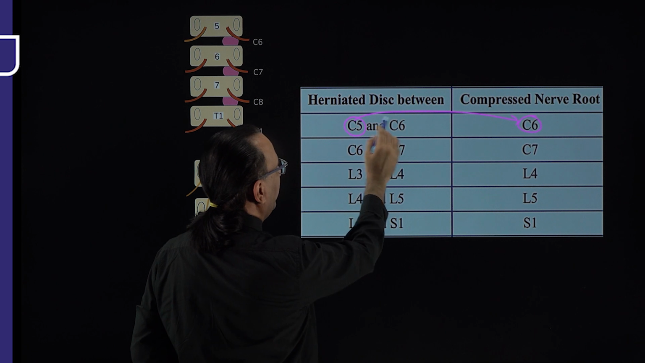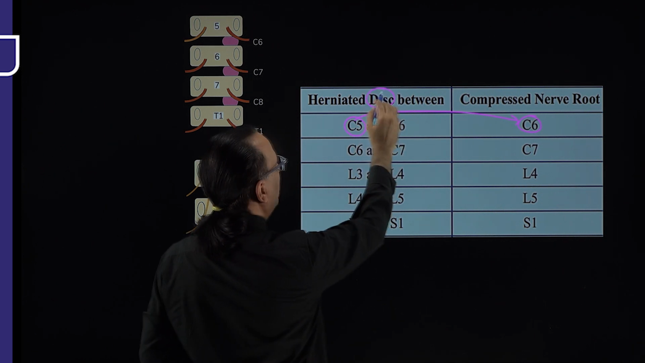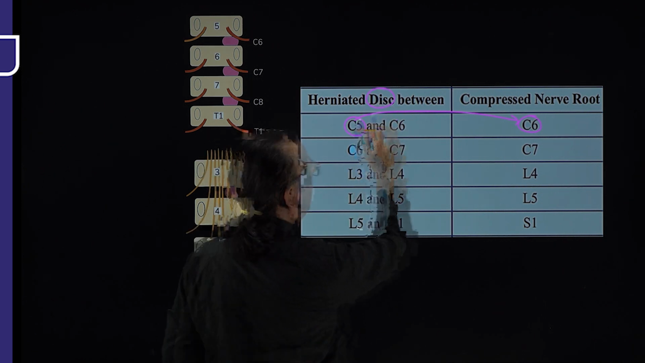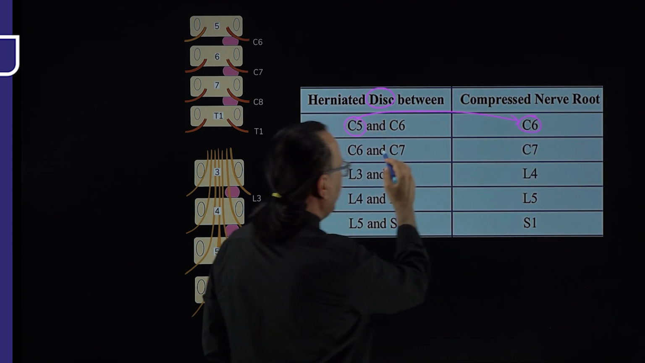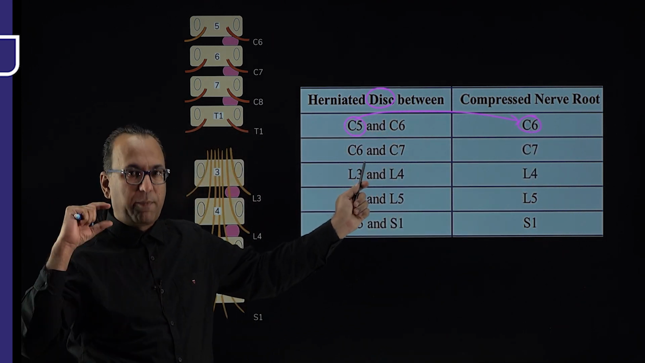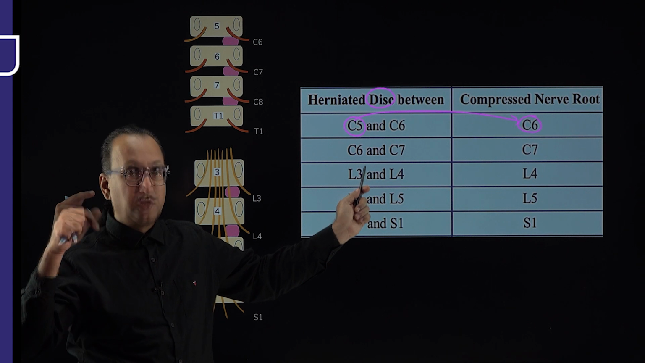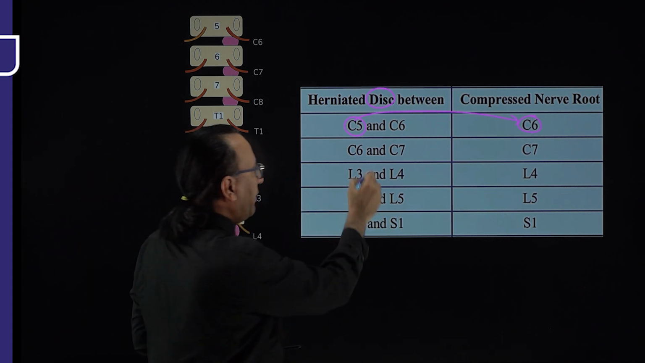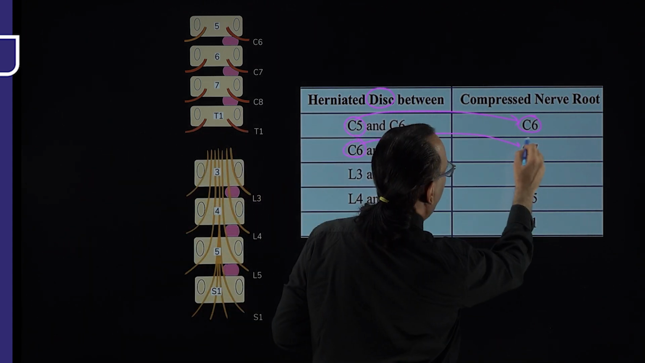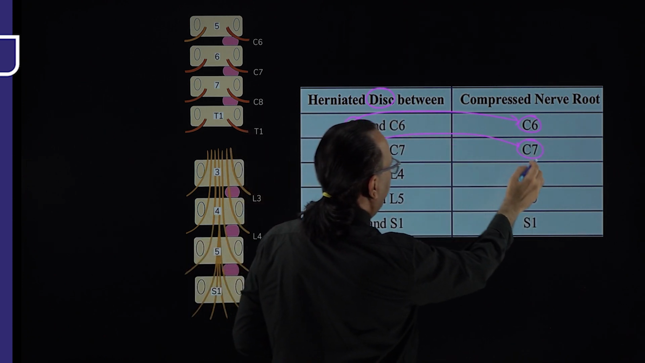So if it is C5, C6 slip disc, then the higher vertebra is C5. Add +1. The C6 nerve is involved. Similarly, if it is C6 and 7, go to the upper vertebra C6. Add +1. C7 nerve is involved. So upper vertebra +1 nerve is involved. C6 +1, C7 nerve is involved.